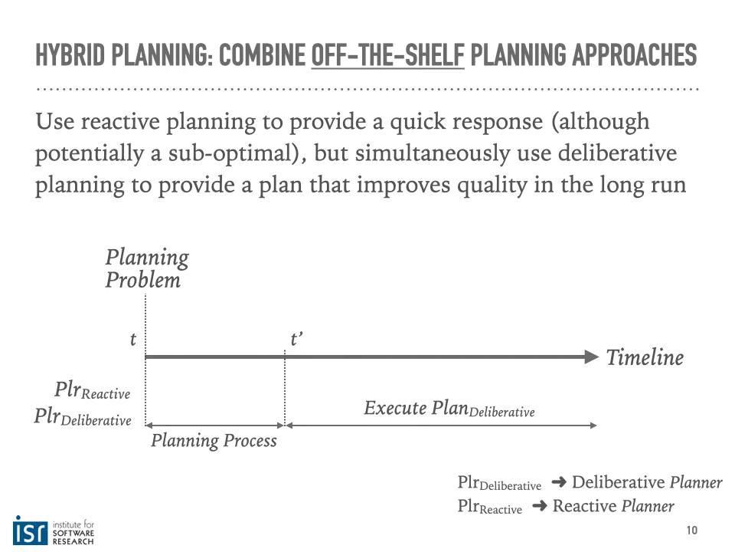This reactive plan is then executed between time t and t prime, and the deliberative plan takes over the execution from time t prime onwards. In our previous work, we showed that by combining reactive and deliberative planners, systems can achieve higher utility compared to using these planners in isolation.